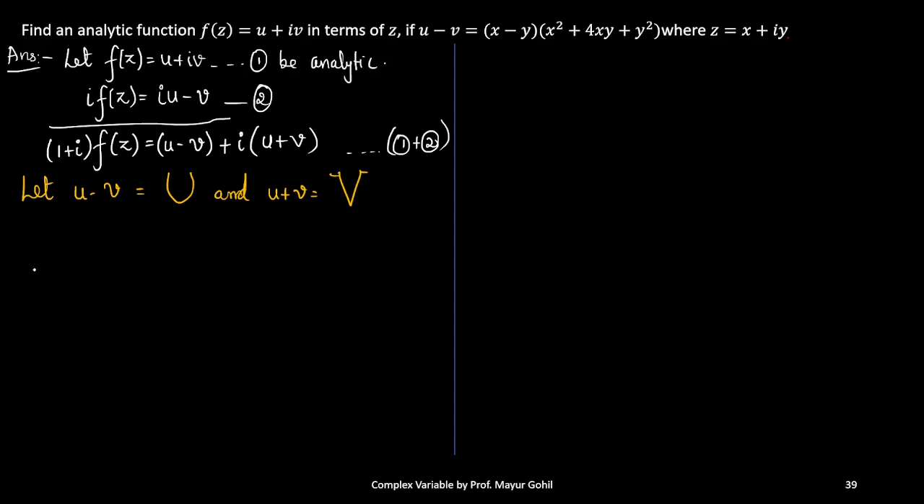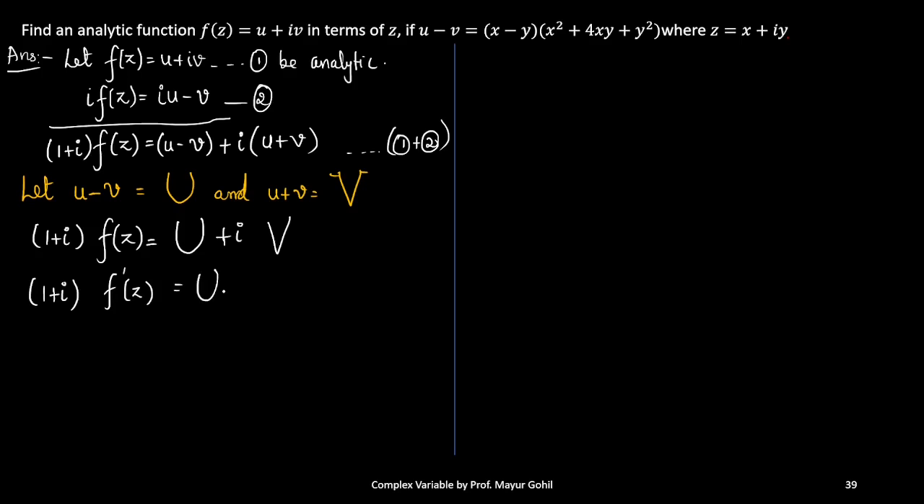Because of that, what I get is (1 plus i) f of z, and this whole expression gets converted to capital U plus i times capital V. Now what is given to us is u minus v, so u minus v is labeled here as capital U. So what we will do is write the derivative: (1 plus i) f dash of z is equal to U suffix x plus i V suffix x, and in the next form we write U suffix x minus i U suffix y.